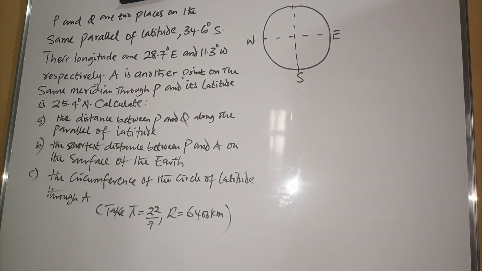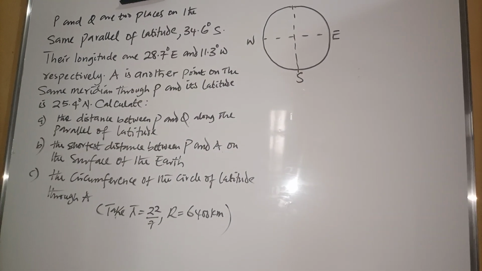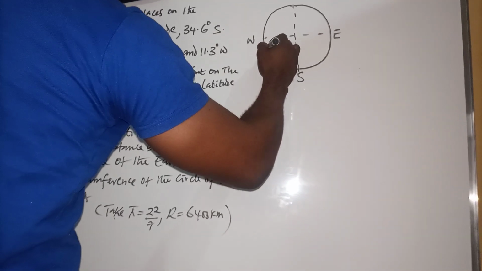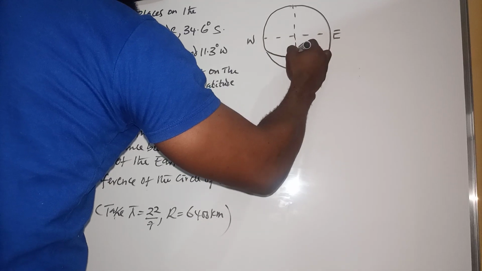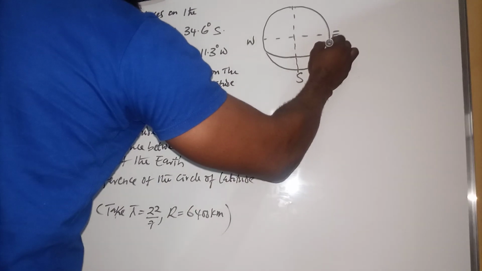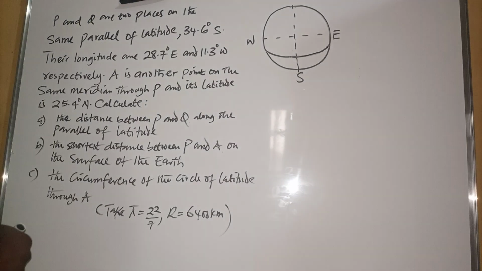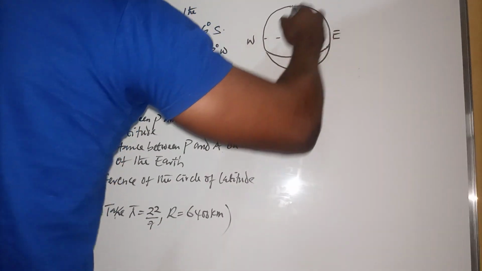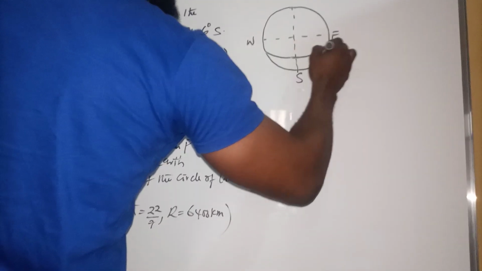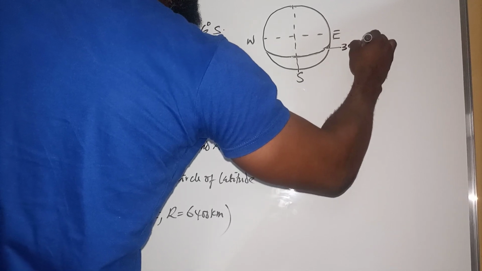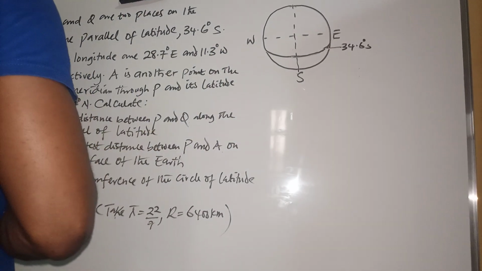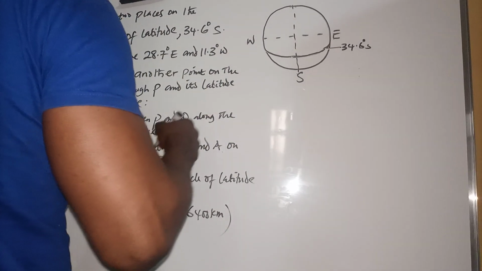And the question is, P and Q are two places on the same parallels of latitude, 34.6 degrees south. I will come down to the south here. The latitudes are imaginary lines running from the east to the west, and they are also known as small circles. So I will label it as 34.6 degrees south. Then we're told that their longitudes are 28.7 degrees east.